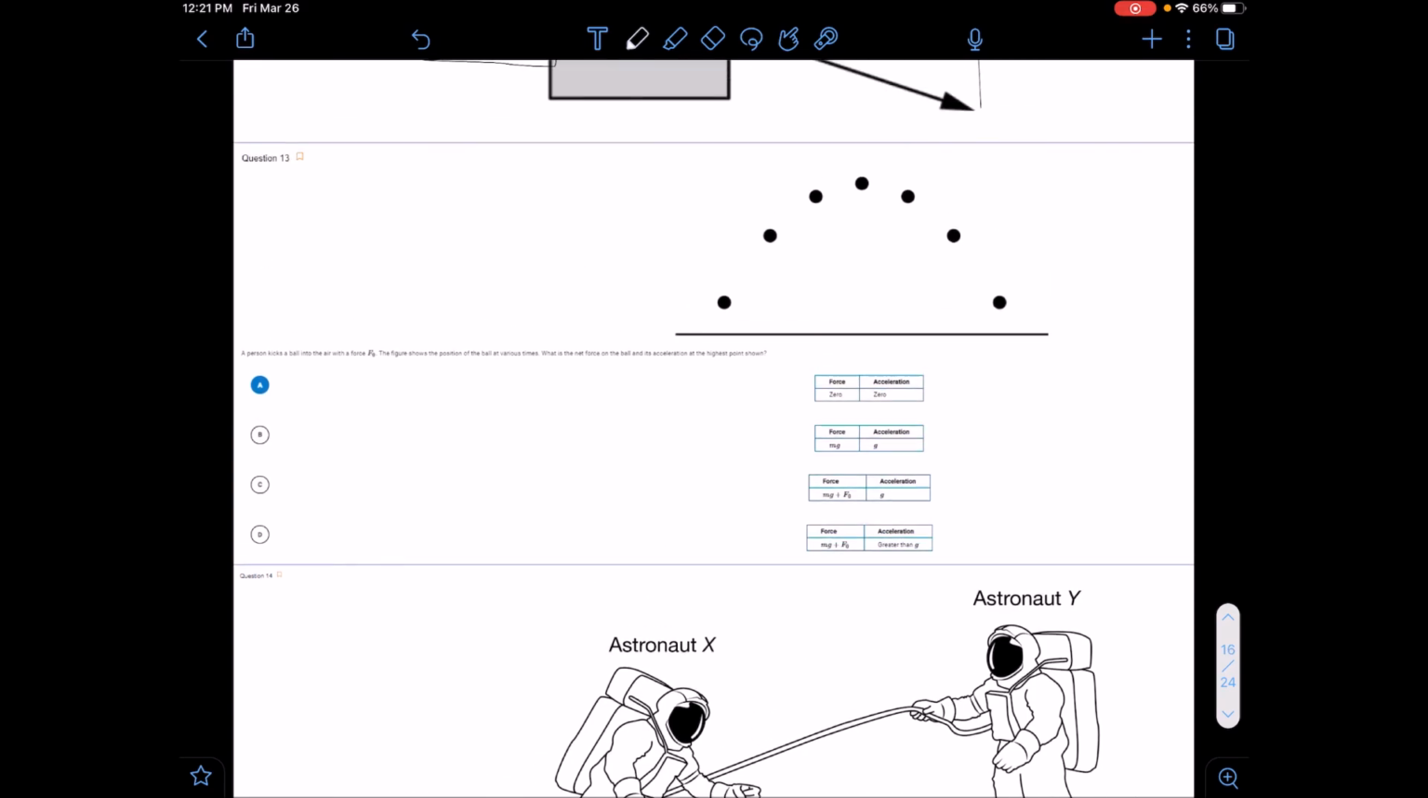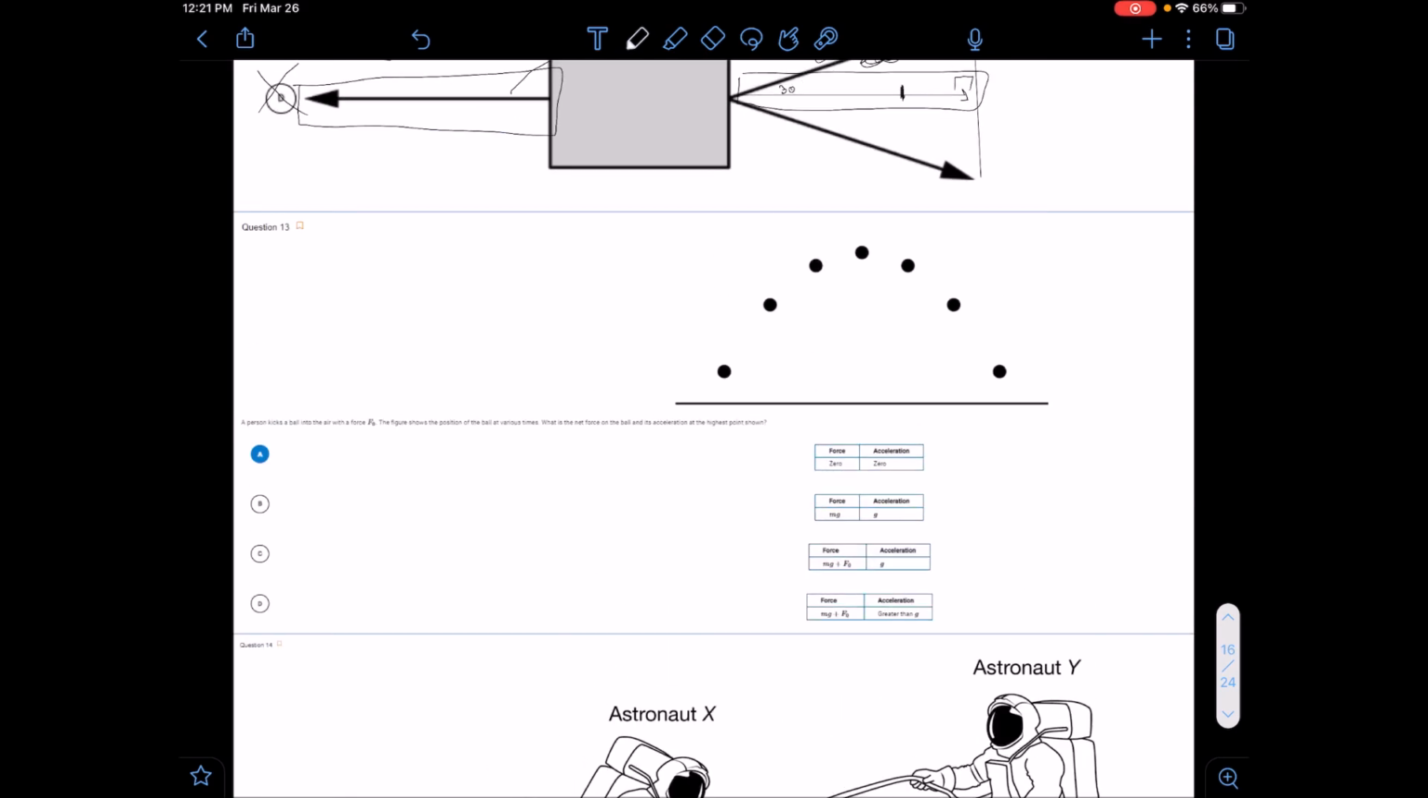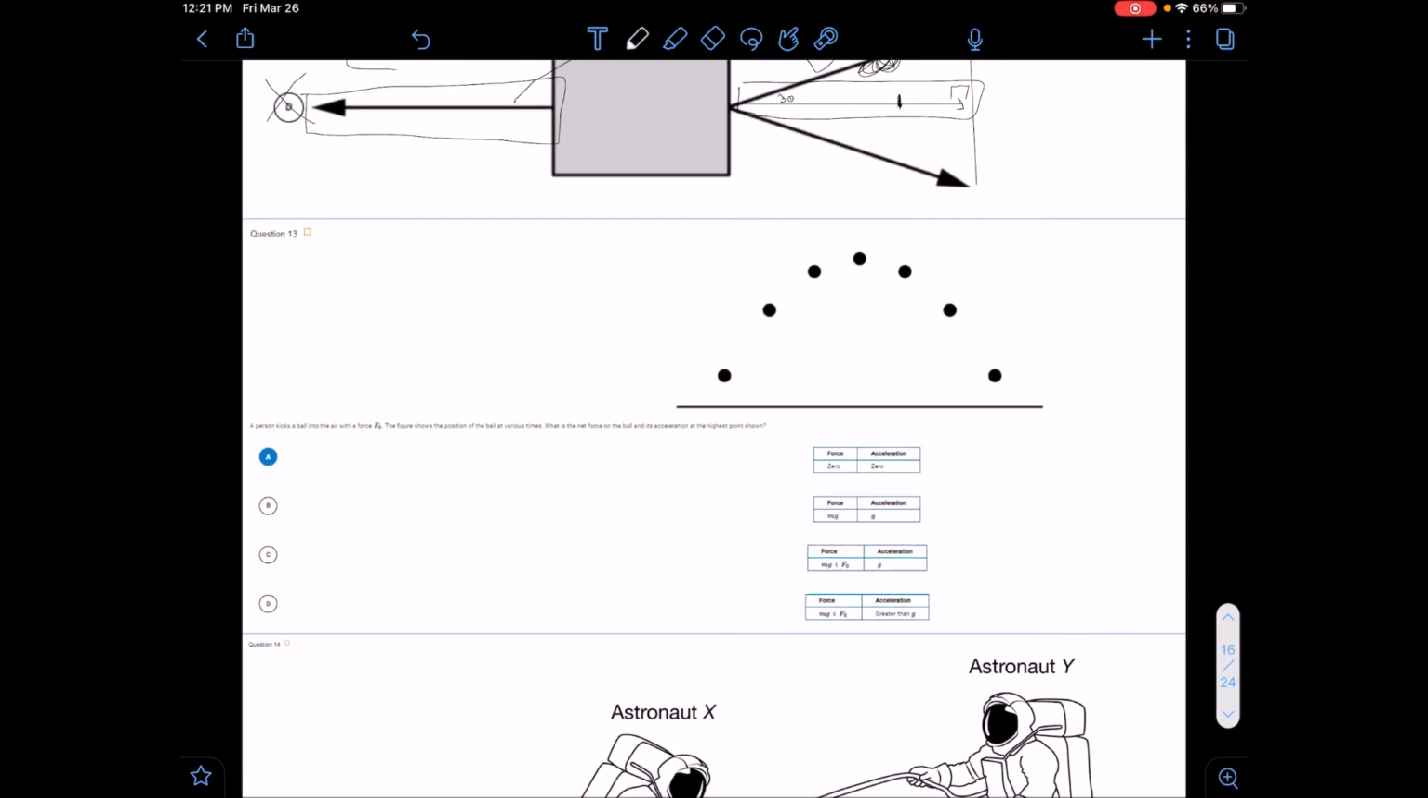Oh wow, for question 13, no answer choices showed up. Let me go ahead and write them down. Oh no, they're just on the right. Okay, my bad. Okay, a person kicks a ball into the air with force F. The figure shows the position of the ball at various times. What is the net force on the ball and its acceleration at the highest point shown?